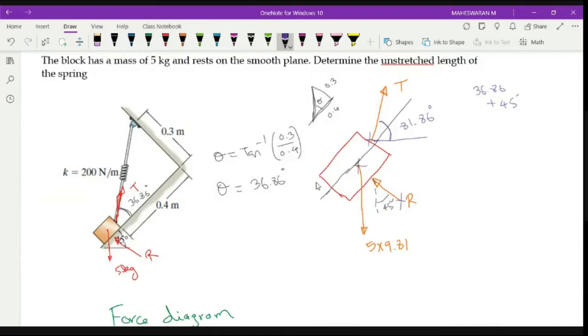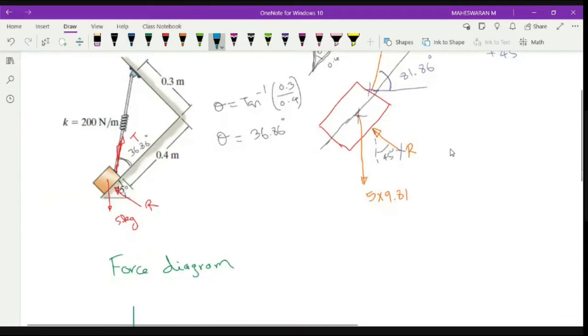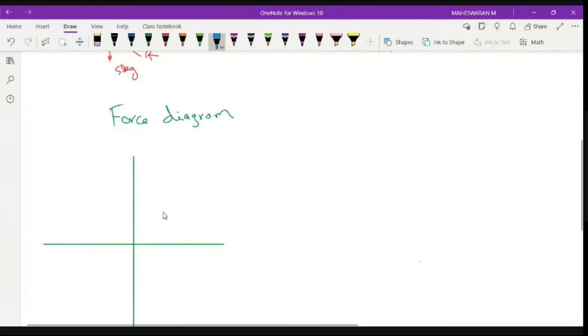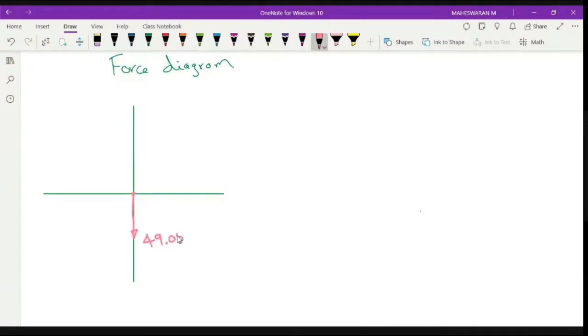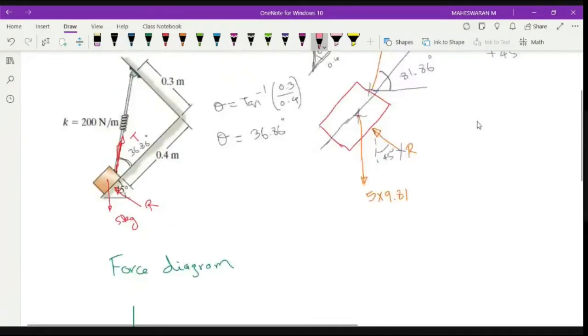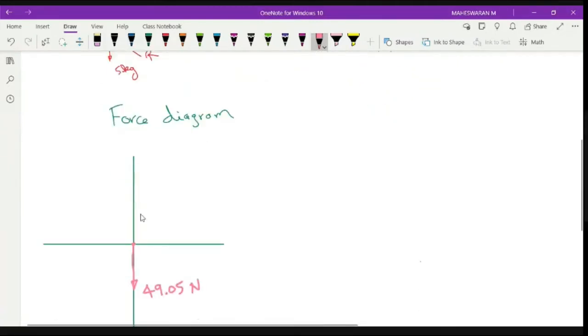So to identify the quadrant, that will be easy, right? It is not that you have to do it regularly. If you understand the concept, you no need to put that. If you understand which quadrant it is, you no need to put that. So this means it is going vertically downwards. So 5 into 9.81. What is the value of 5 into 9.81? We're getting 49.05 Newton, right? Very good.